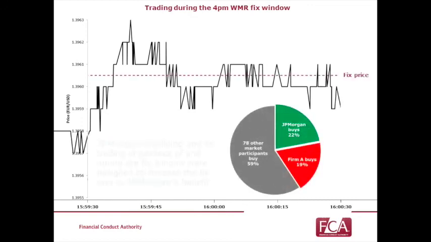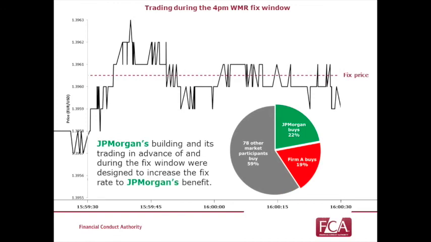The rate prevailing on EBS at the start of the FX window was 1.3957. Over the course of the window period, the rate rose, and WM Reuters subsequently published the fix rate for euro-dollar at 1.39605.